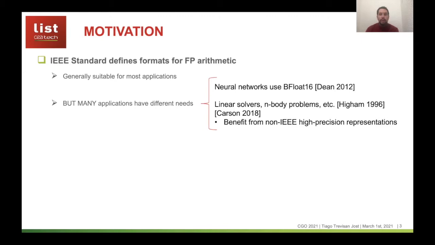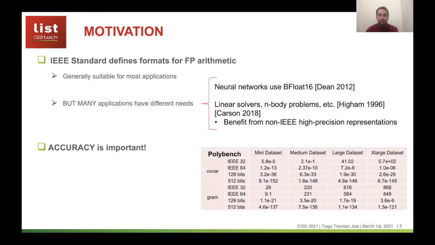So for example, neural networks use bfloat16 because they have a higher dynamic range in the exponent. Other applications such as linear solvers, n-body problems and other applications in mathematical physics benefit from high precision representations. So in those cases, accuracy is actually very important.